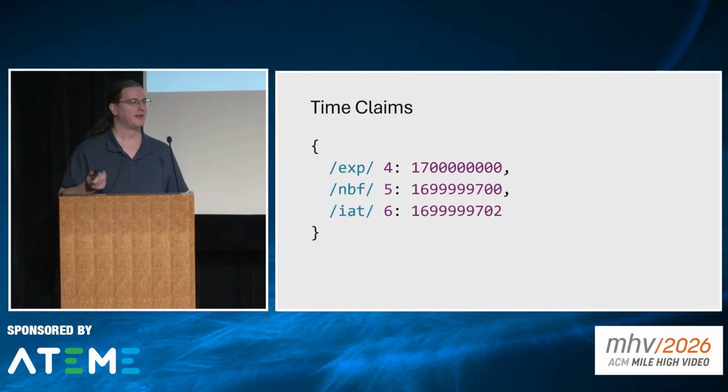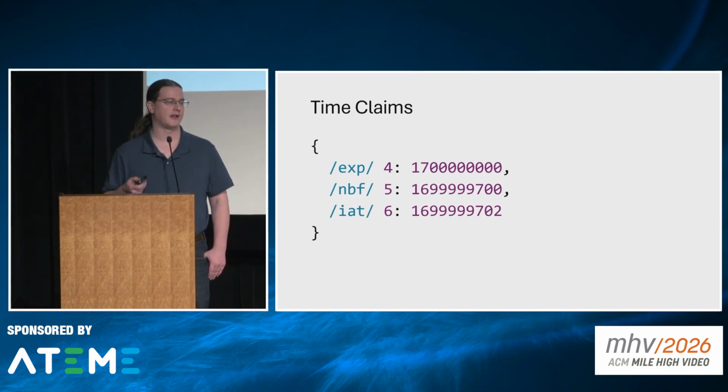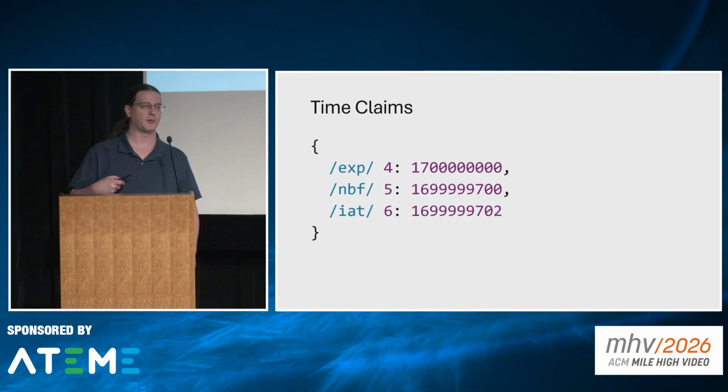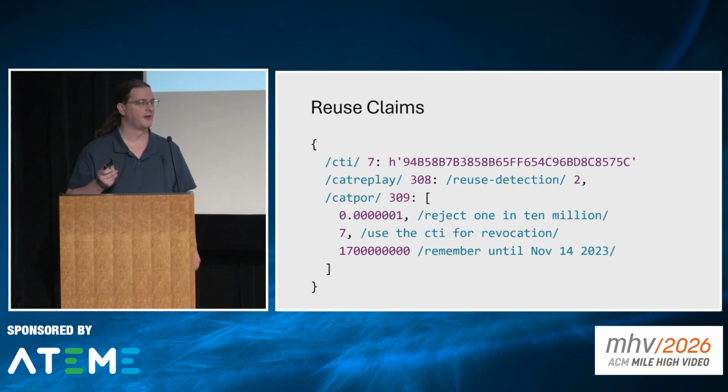Time claims. The expiration claim tells you after which point the token is no longer valid. The NBF tells you before which point it is not yet valid. The IAT claim, the issued at claim, tells you when it was issued. This is informational only, and if you meant to say that it wasn't valid before a time, you would use NBF.